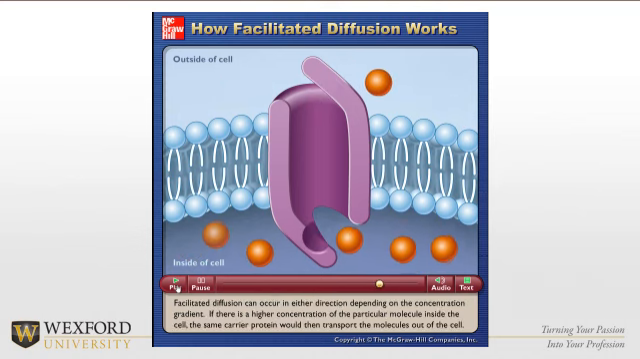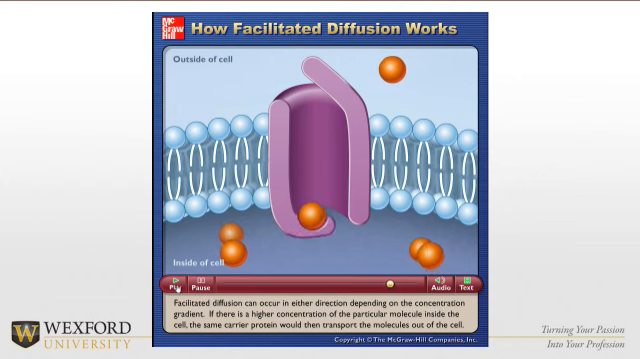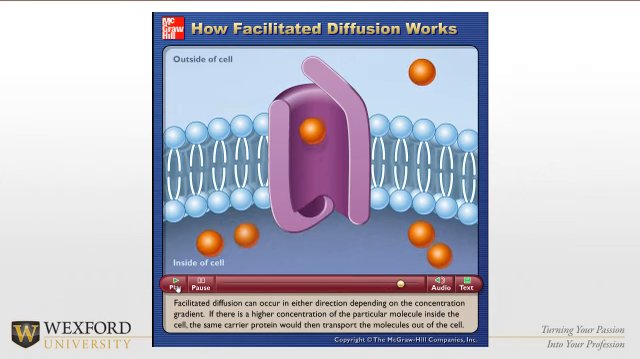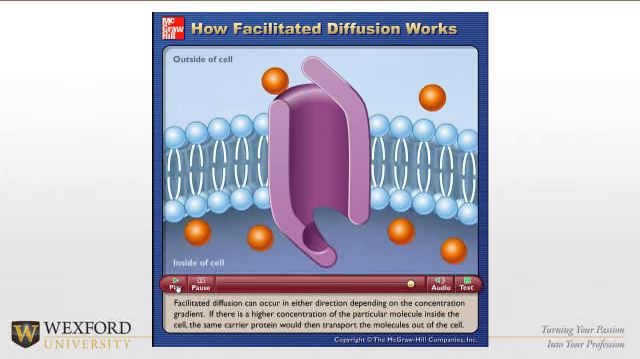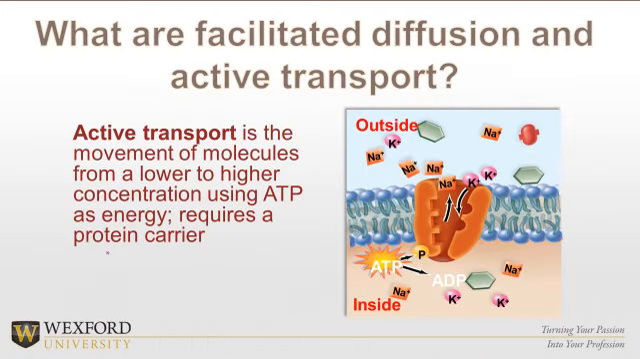Facilitated diffusion can occur in either direction depending on the concentration gradient. If there is a higher concentration of the particular molecule inside the cell, the same carrier protein would then transport the molecules out of the cell. Well, that was facilitated diffusion.